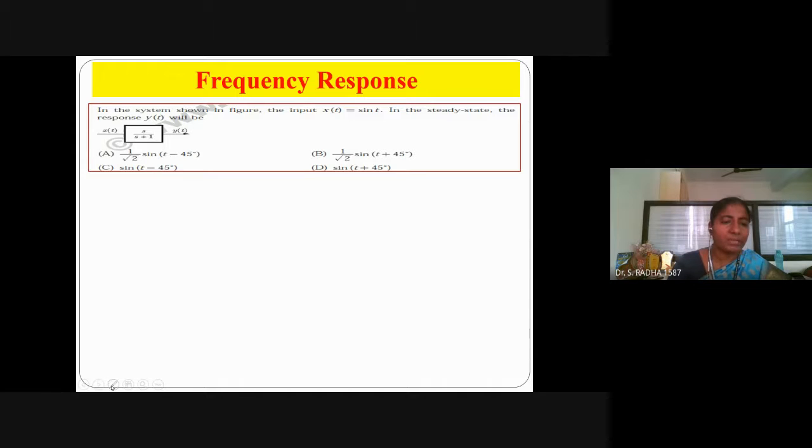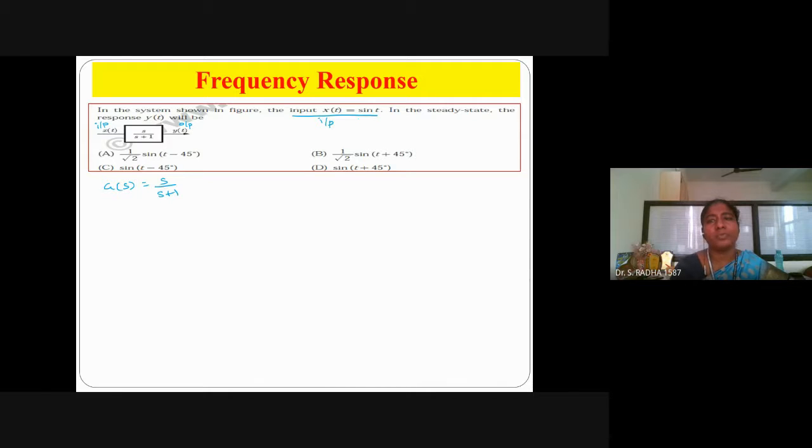Okay. Now I am taking up an example. This is a system. X of t is the input, Y of t is the output. And here G of S is given as S by S plus 1. We can see the input is a sinusoidal input.